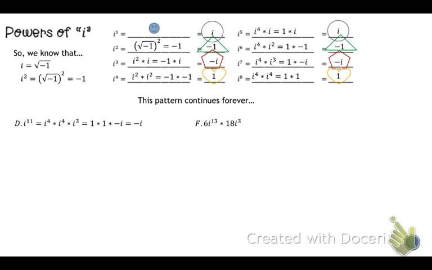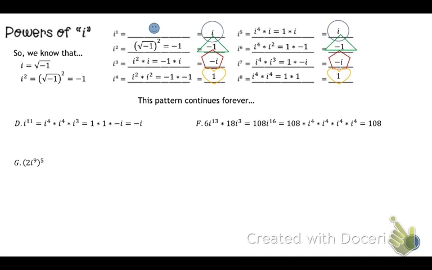Now 6i to the 13th times 18i cubed. Well, 6 times 18, that's 108. i to the 13th times i cubed is i to the 16th. Well, i to the 16th can be broken into i to the 4th, i to the 4th, i to the 4th, i to the 4th, which is all 1, so that's really just 108.